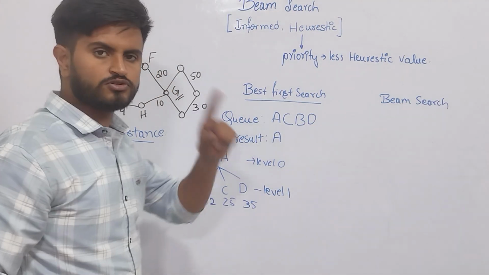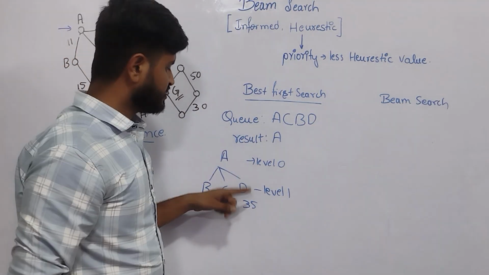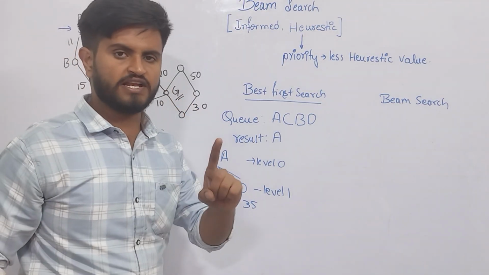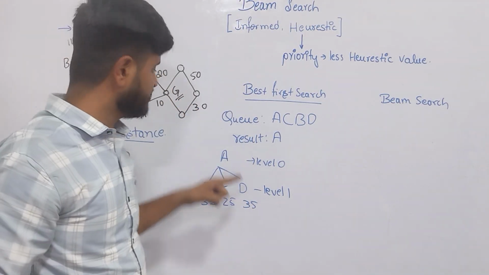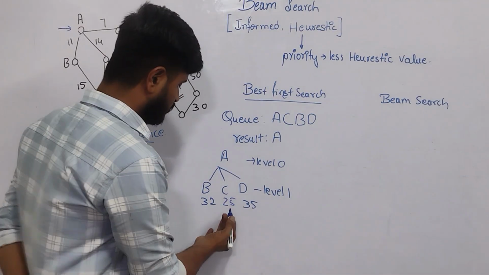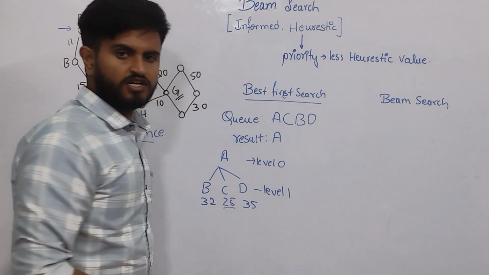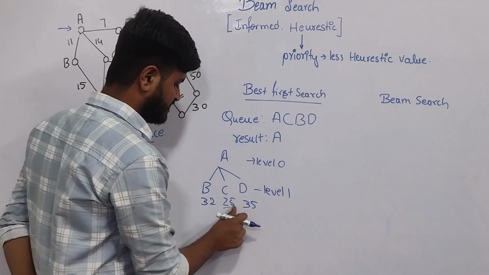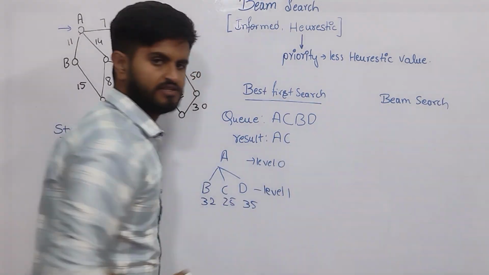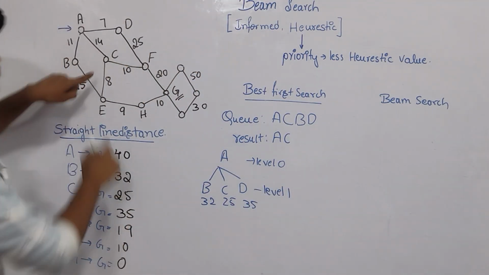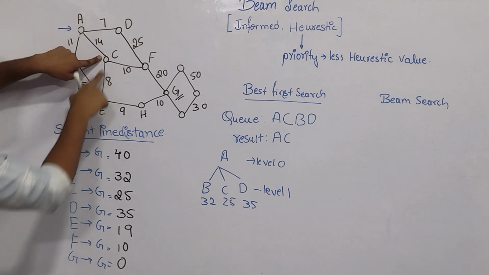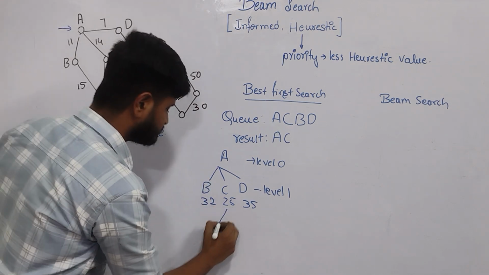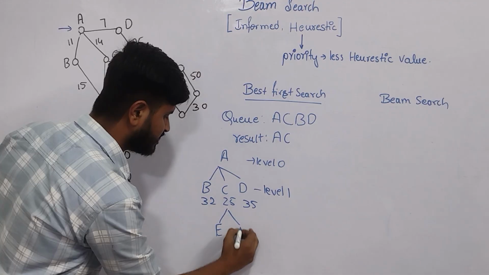In level 1 we should choose only one element to go to the final state from the initial state. So we should choose the less heuristic value path, that is C. So C will be written in the result. From C, I can go to E or I can go to F.